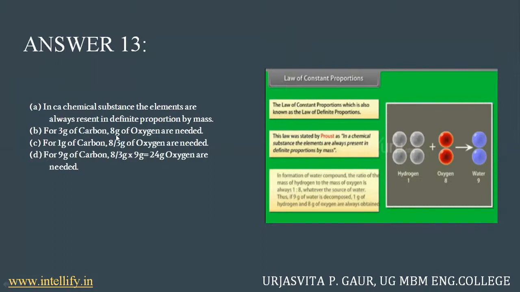Now, how we are going to understand this is that in C, it is given to us that 3 grams of carbon needs 8 grams of oxygen. So 1 gram of carbon shall need 8 by 3 grams of oxygen, and hence for 9 grams of carbon, this 8 by 3 for a unit into 9 gives you 24 grams. So therefore, for 9 grams of carbon, we need a total of 24 grams of oxygen.